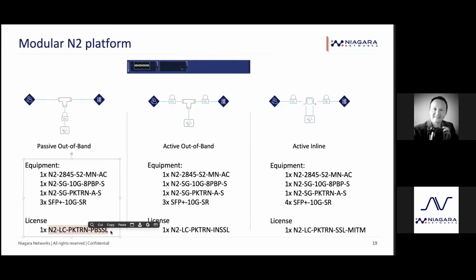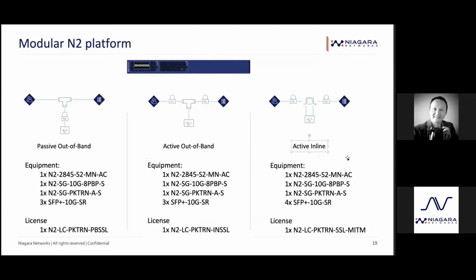And for the passive out-of-band, we use the passive deployment engine, decryption engine. For the active out-of-band, the hardware is exactly the same. Still that chassis, an 8-port packet broker module, a Packetron, 3 SFPs, and only the license has changed from a passive license to an in-band license. But basically that's it.